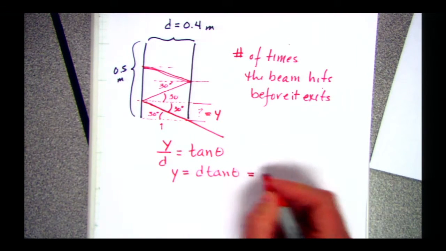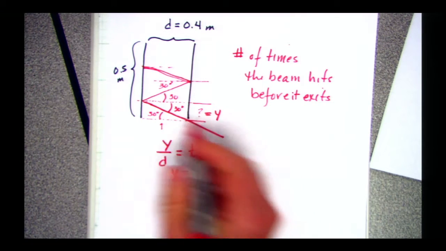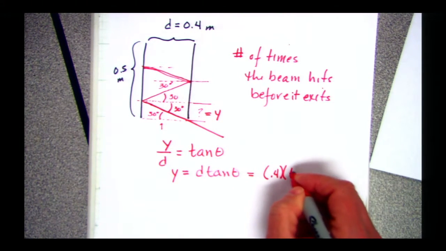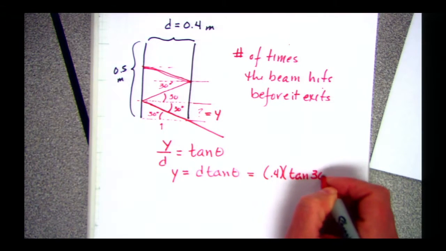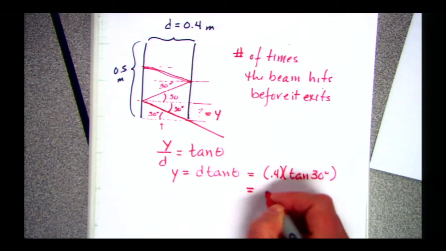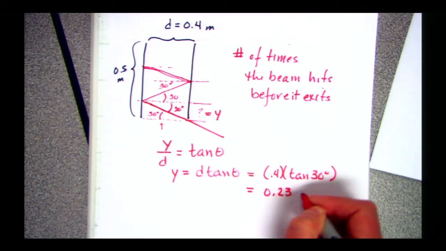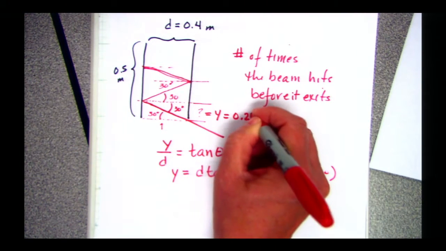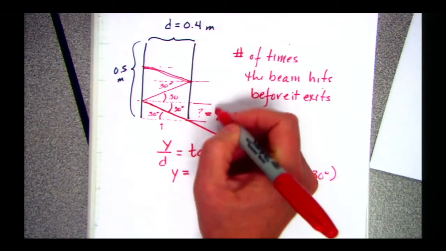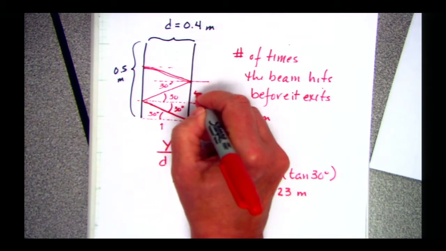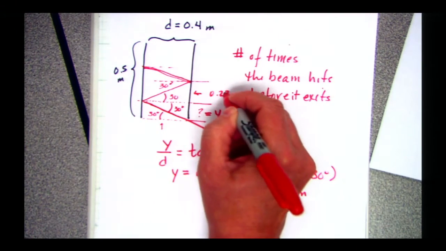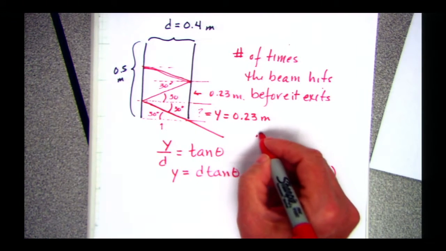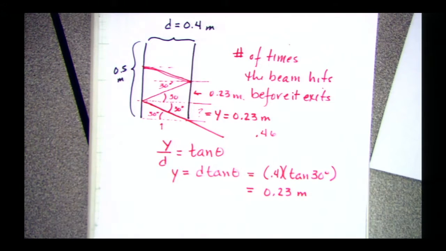And this time we know that d is 0.4. My angle happens to be 30 degrees. And so this ends up being 0.23 meters. So that's 0.23 meters, which means this is going to be 0.23 meters. So if I do two of those, I end up with 0.46 meters.